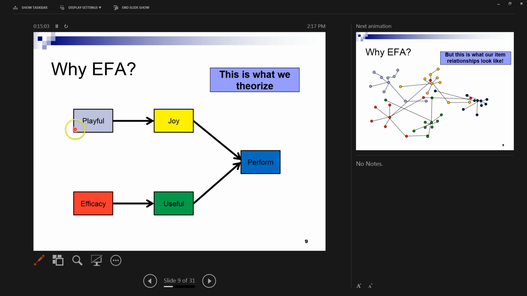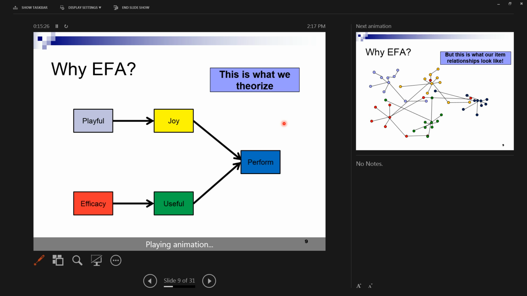We think that playfulness will increase joy, which increases performance when using software. And efficacy, self-efficacy, increases the perceived usefulness of the software, which increases performance. This is our theory, right? This is what we think. This is what we want to test. But when we collect data, these are the points, these are the variables.